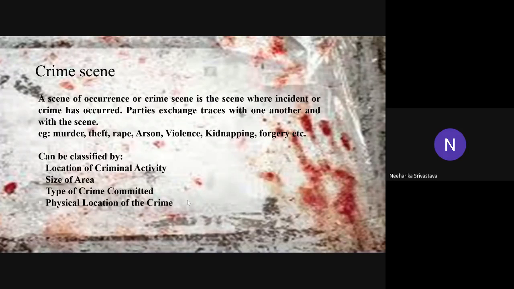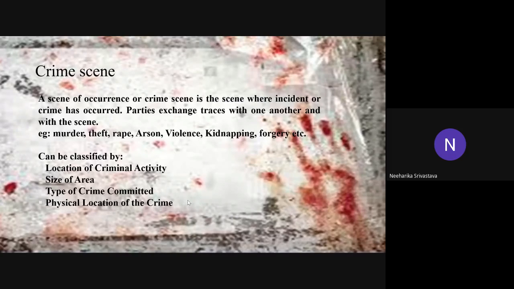So I start with what a crime scene is. You all have heard what a crime scene is, you all know. So if I give a scientific definition of the crime scene, it is the place where the possibility of finding physical evidence is maximum. It is the scene where crime has happened. A crime might be of different types. It may be murder, theft, rape, arson, violence, kidnapping. Different types of crimes are there. Here, the parties, the suspect, the victim, and the crime scene. There occurs the exchange between their content, which we consider as physical evidence.